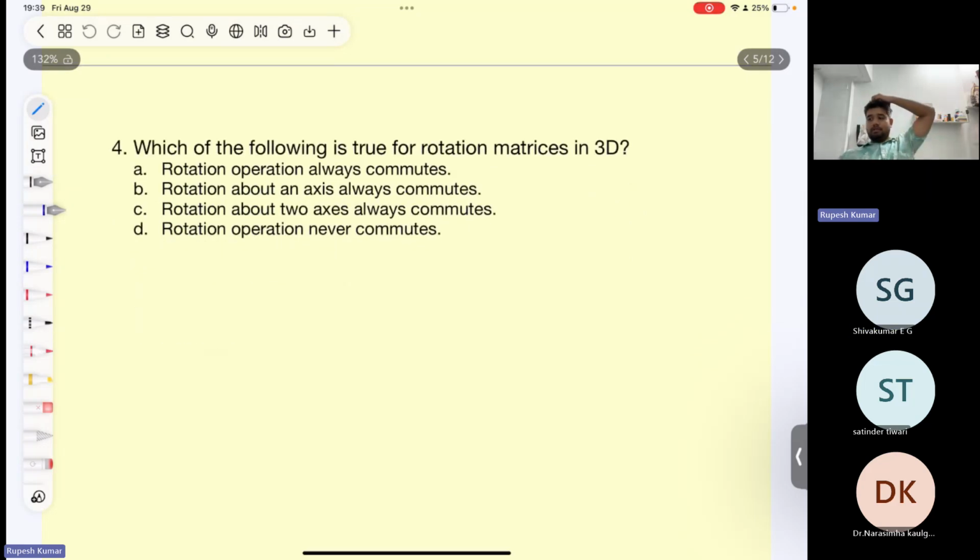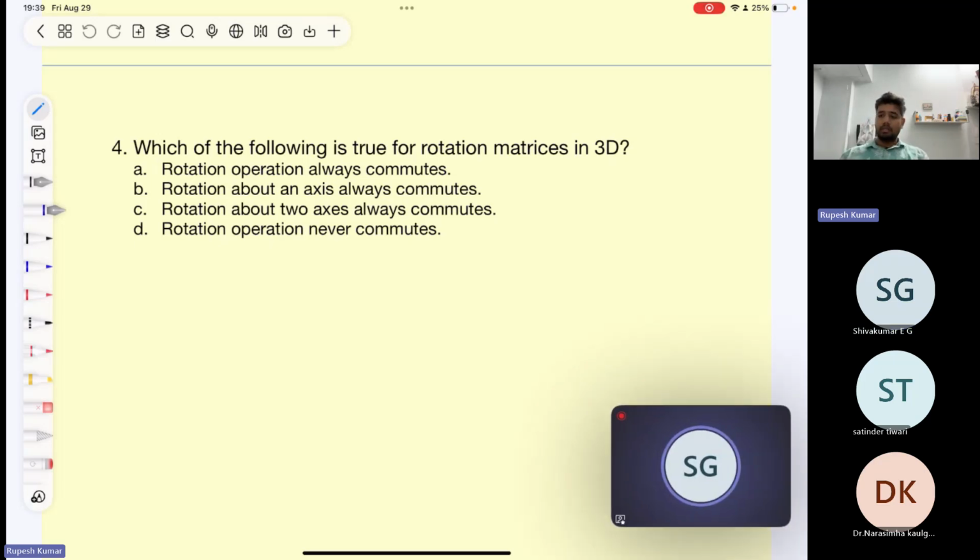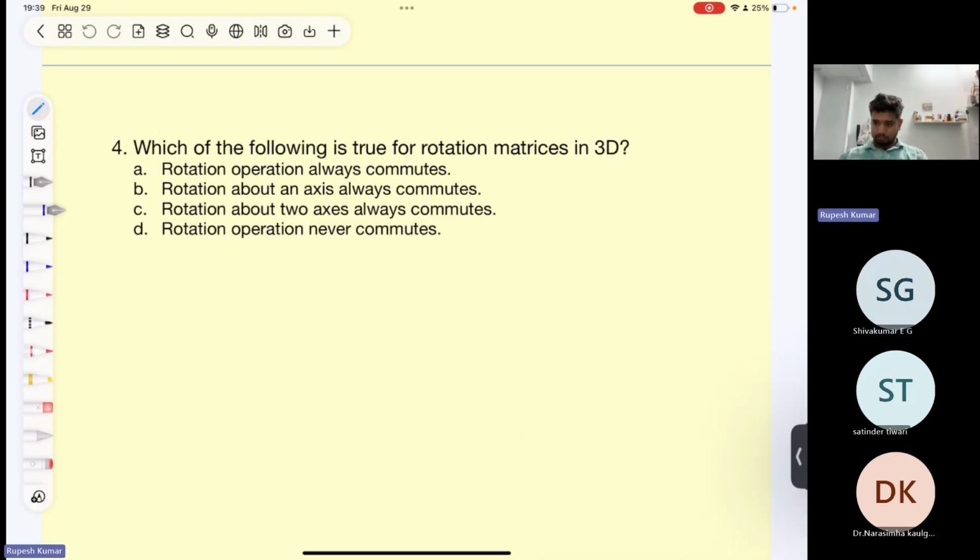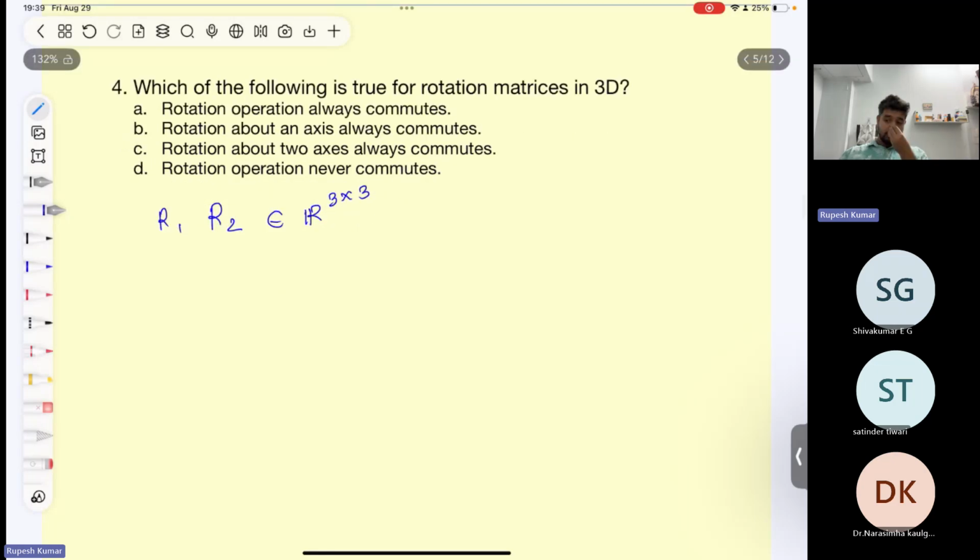What is true for the rotation matrices in 3D? Rotation operation always commutes, rotation about an axis. So what is the commutative property? Let's say you are performing two operations. You have a matrix R1 and you have matrix R2. Both belong to R^(3 cross 3) space, right? And these two are rotation matrices. Now the question is, are they commutative, with R1 R2 equals R2 R1?